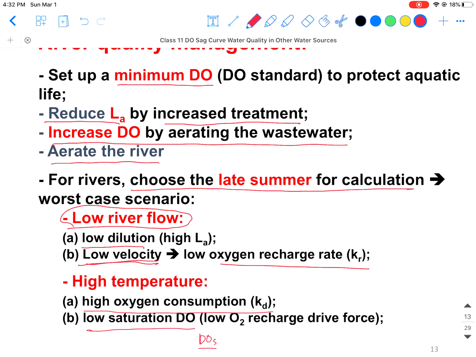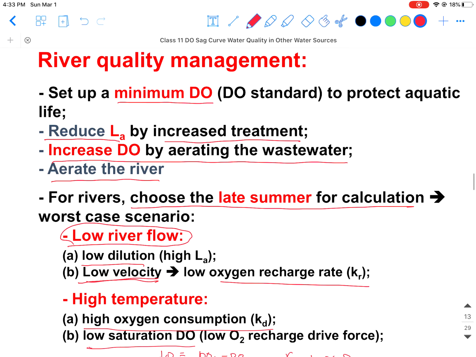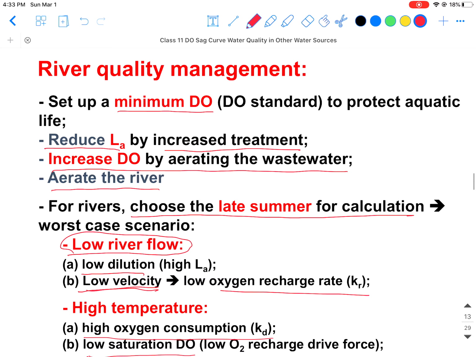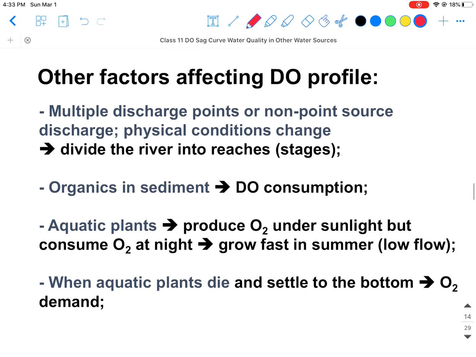Because the higher the temperature, the lower the solubility of the oxygen, right? And this is going to give us a lower oxygen deficit, which simply means that the oxygen deficit is low enough that the rate of reaeration is being affected, because we show that the rate of reaeration is proportional to the oxygen deficit, right? So that's why people will choose late summer to evaluate how well the water or the wastewater is being managed.